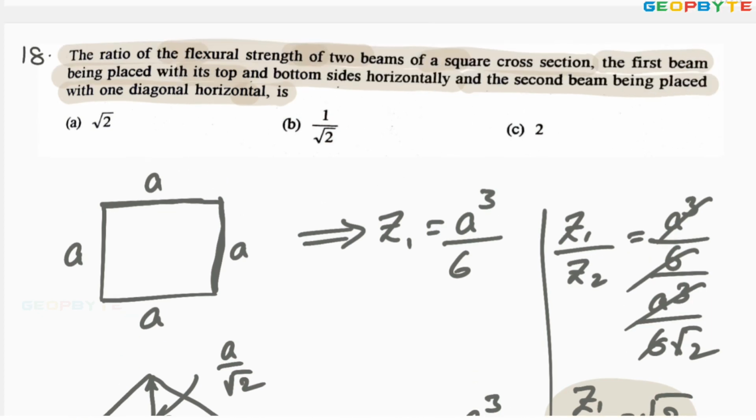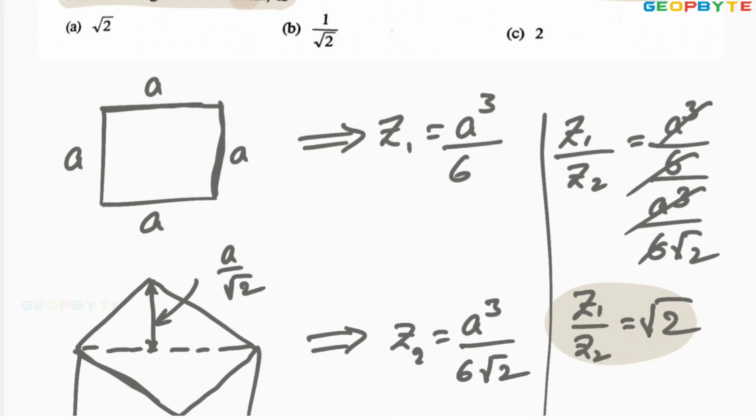Here the flexural strength ratio is measured in terms of section modulus ratio. That's why it is root 2 times. Option A is absolutely correct.